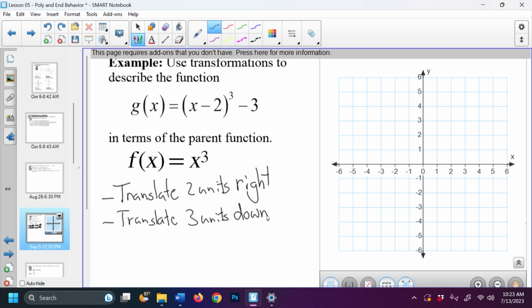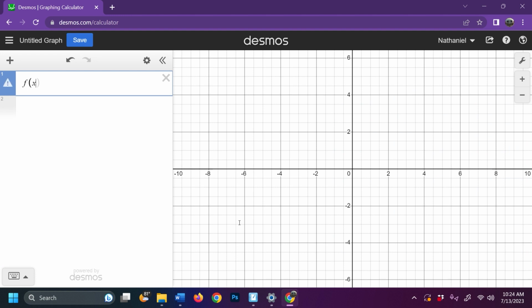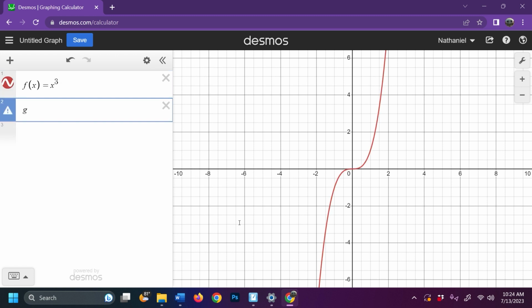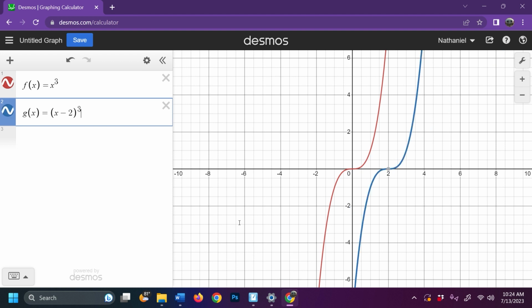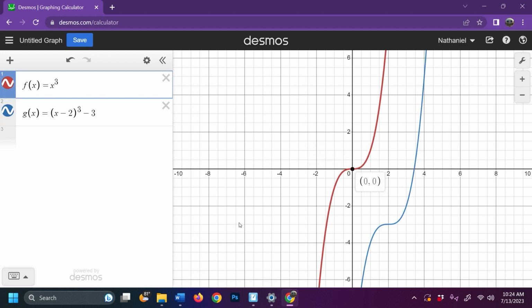And so what we can do to check that is we can go to Desmos, type in f of x equals x raised to the third, and then we'll say g of x equals (x minus 2) raised to the third, and then minus 3. And just so, real quick, the point (0, 0) we can see has been translated 2 units right and 3 units down. So I feel fairly confident that I have done that correctly.